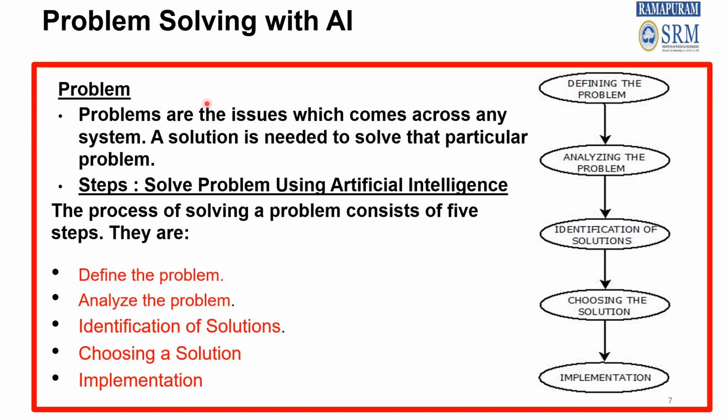As I told you, for problems you need to find out the solutions. So what are the steps you have? There are 5 important steps. First one, define the problem and then analyze it. Identify what the input criteria are and what the environment and constraints are. So analyze, identify all possible solutions, then choose the best solution and then implement the solution.